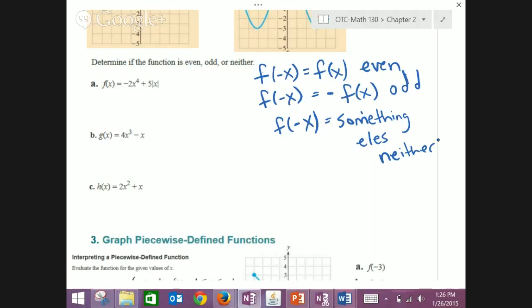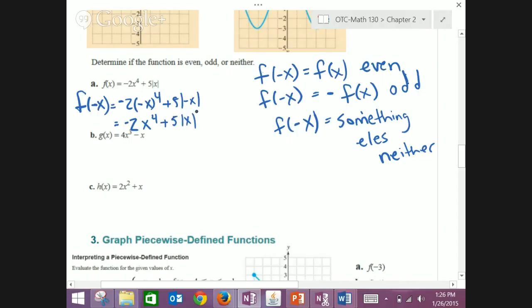All right, for A, can you guys kind of see if I plug in f of minus x? I'd have minus 2 times the quantity minus x to the 4th power plus 5 times the absolute value of minus x. Simplifying that, minus 2 stays the same. Minus x to the 4th power can be written as x to the 4th, plus 5 times the absolute value of x. Is this the exact same thing as the function? So this equals the function, so this tells me it's even, right? It's an even function.